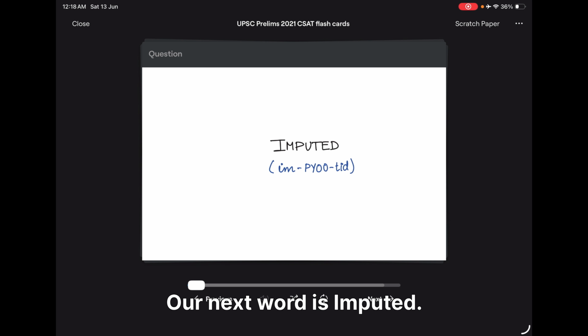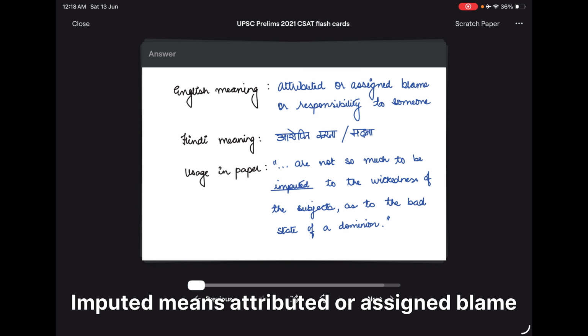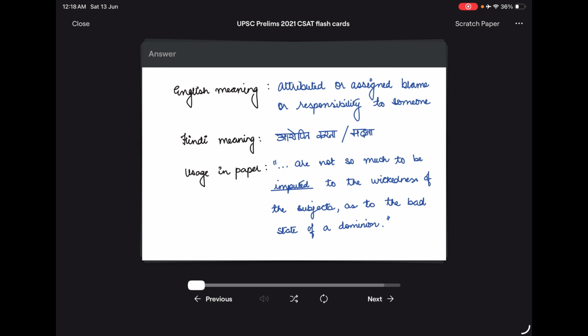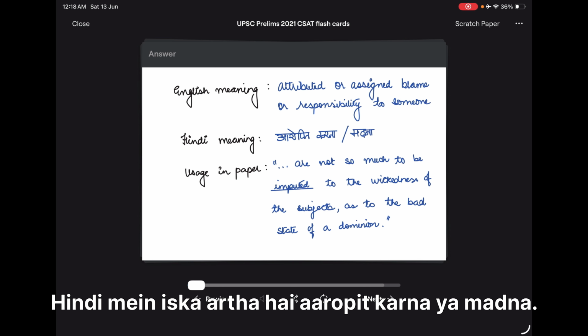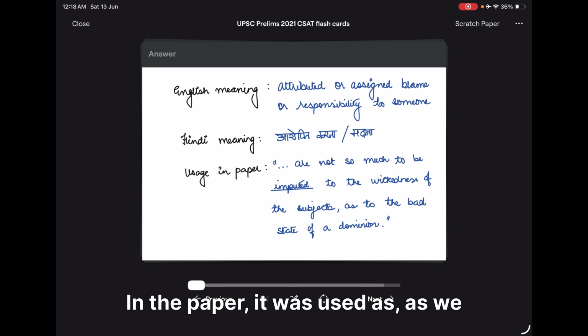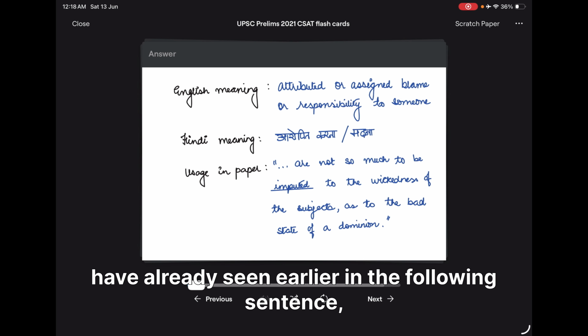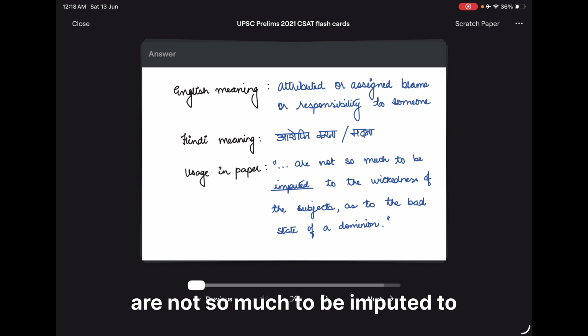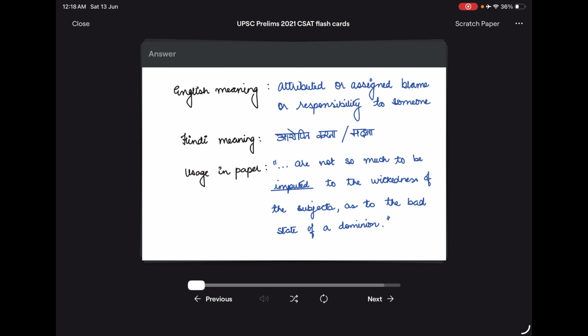Our next word is imputed. Imputed means attributed or assigned blame or responsibility to someone. हिंदी में इसका अर्थ है आरोपित करना या मढ़ना. In the paper it was used as we have already seen earlier in the following sentence, are not so much to be imputed to the wickedness of the subject as to the bad state of a dominion.